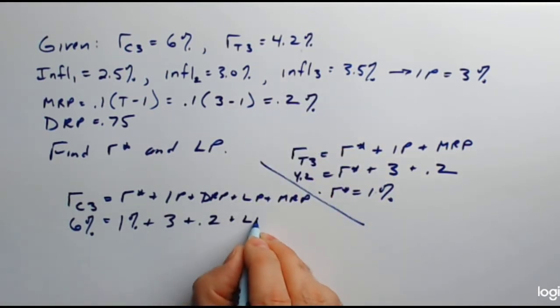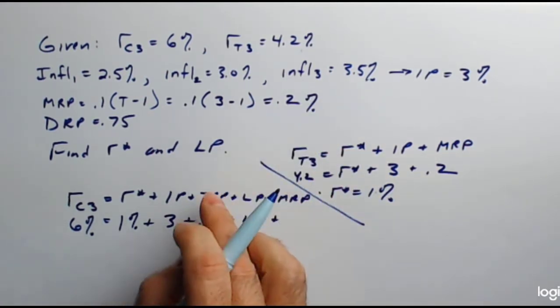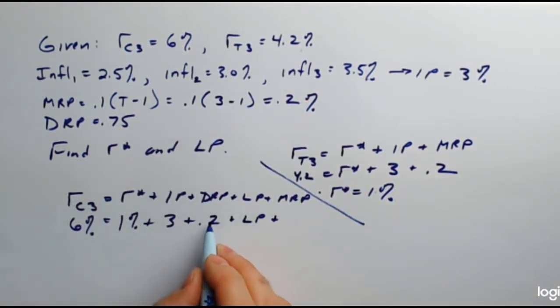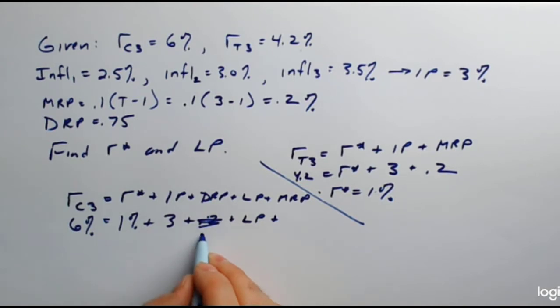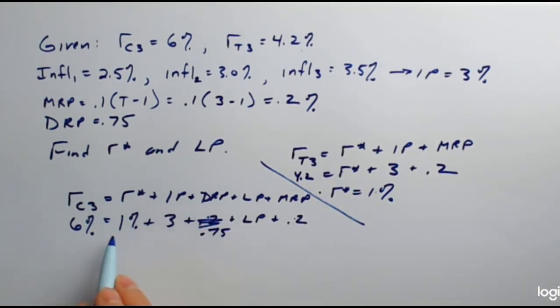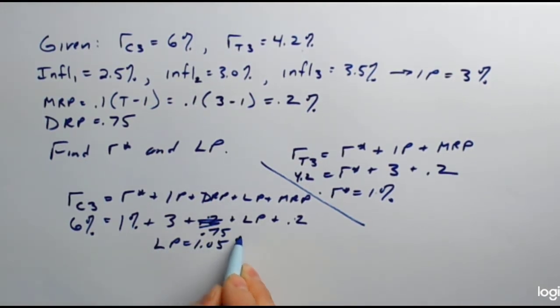The default risk premium is 0.75, and the maturity risk premium is 0.2. The LP, we don't know. That's what we're solving for. Now, solve for this, one equation, one unknown. You do the algebra, and LP equals 1.05%. So that's our liquidity premium for the corporate bond.